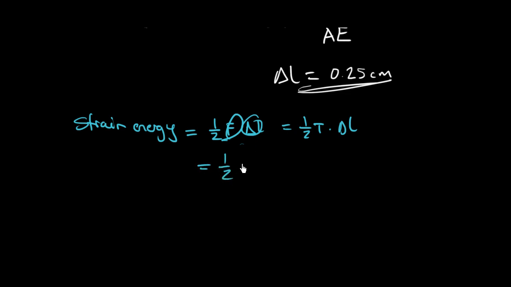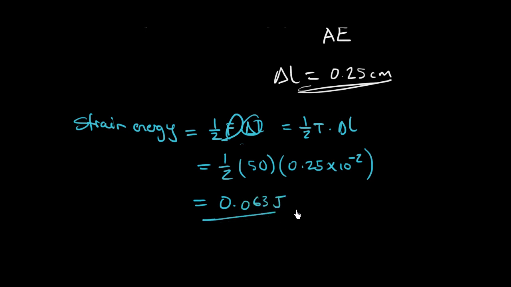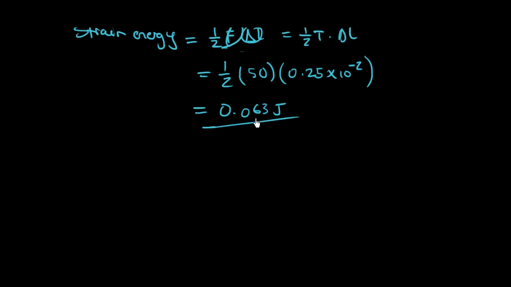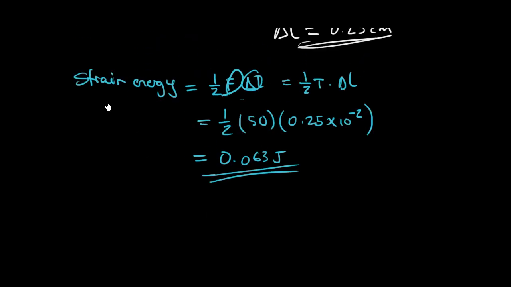And we just say 1/2 times 50 newtons times this, and this is in centimeters, so you're going to have to change it into meters. It's going to be 0.25 times 10 to the minus 2 this time instead of 3, because it's centi, for 100, two zeros, in meters. And that comes out really easily in, remember the unit of energy is joules, 0.063 joules for the strain energy.